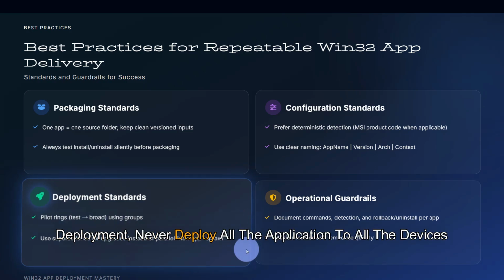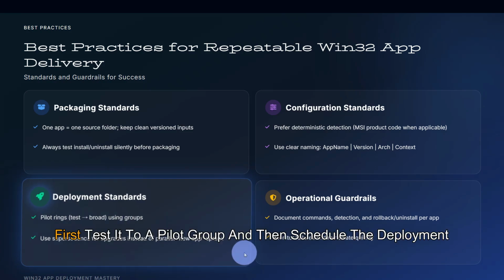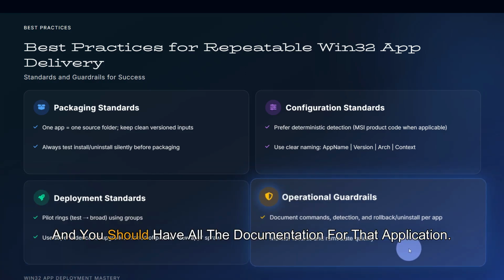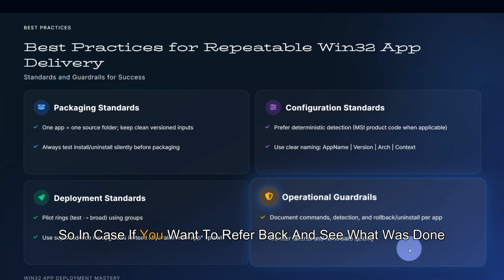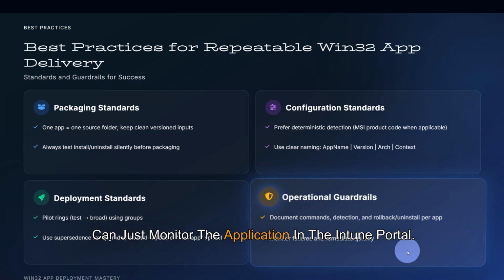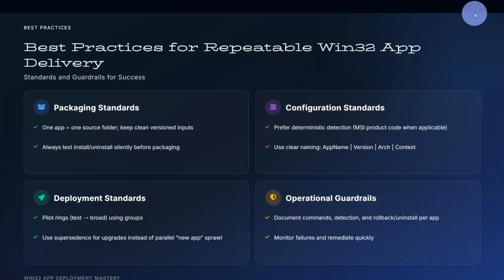Deployment: never deploy the application to all the devices at once. First test it with a pilot group, and then schedule the deployment to all the devices. And you should have all the documentation for that application, so in case you want to refer back and see what was done, you have the documentation, detection, and rollback, and you can monitor the application in the Intune portal. So this is all.